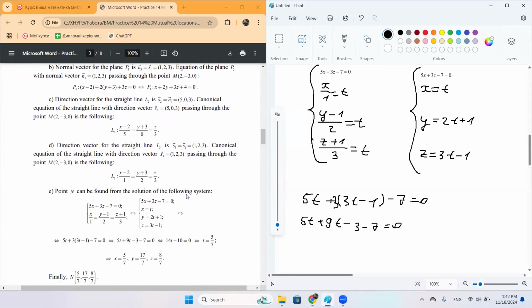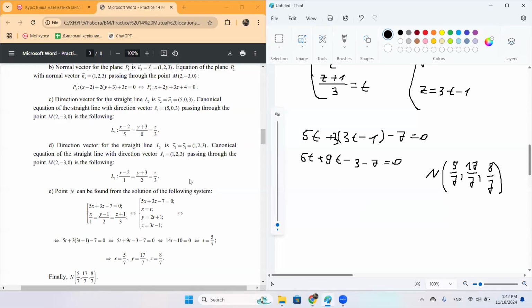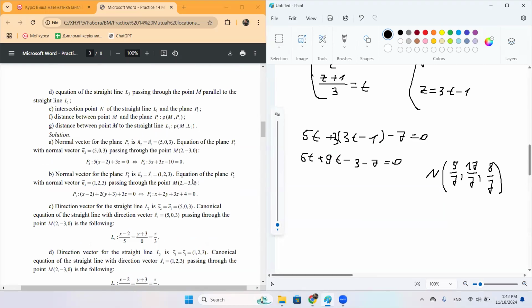Well, just to save our time here, we see that everything is correct, so the answer is the next. So the intersection point has the following coordinates: 5 by 7, and 17 by 7. So a lot of fractions, just to save our time, because really it's kind of a long process. Okay, so this is the intersection point.